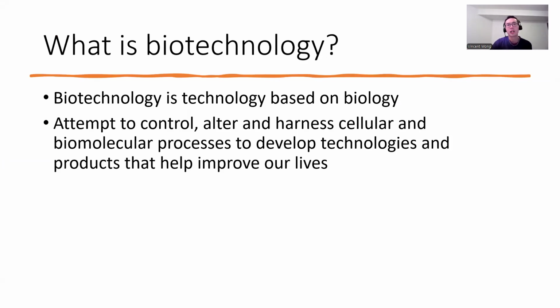Right? Basically, you learn about how a cell works. That's what we've been doing since test number 1. We learned about how DNA is replicated. We learned about how transcription and translation occur. And what scientists want to do is, once they understand how these processes occur within a cell, they try to control it. They try to alter it and harness the cellular and biomolecular processes to create some kind of technologies that will help improve the lives of humans.